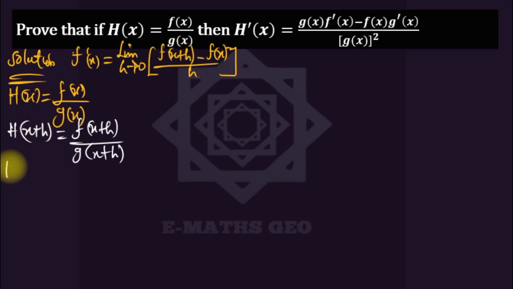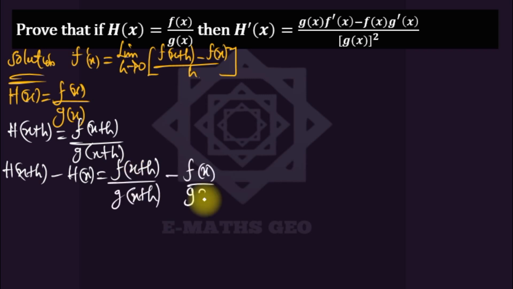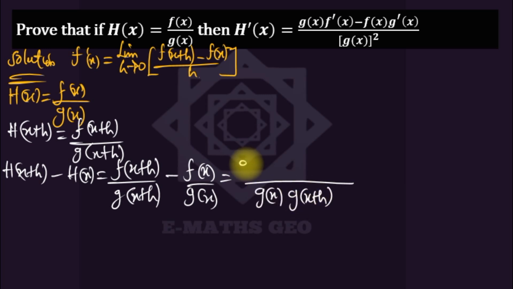The next thing is to subtract the original function from this, which is h of x. The same thing, we subtract f of x over g of x. Looking at this, we can get the LCM, which is g of x times g of x plus h. So the numerator is g of x times f of x plus h minus f of x times g of x plus h.